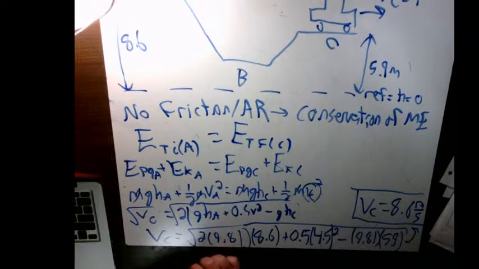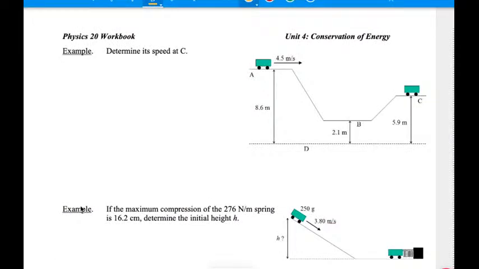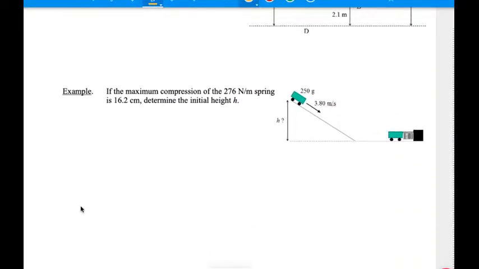Alright, we got one last example to take a look at, and this one includes a spring. So again, we have a ramp. This time it's giving us a mass, so we'll see if masses cancel out. Probably they won't because they're giving us a mass. They're giving us an initial speed. They want us to determine an initial height.